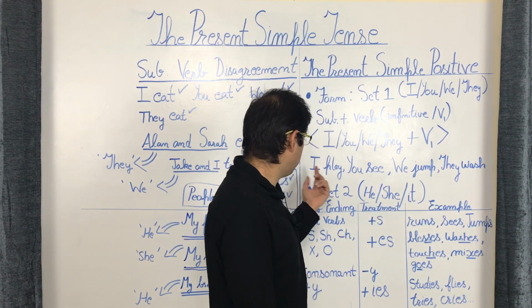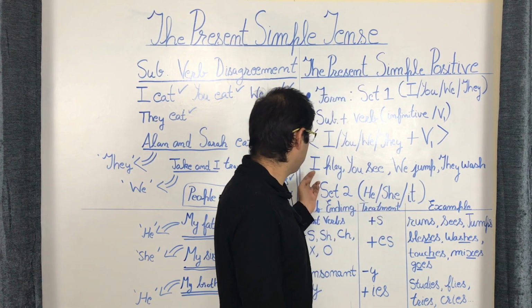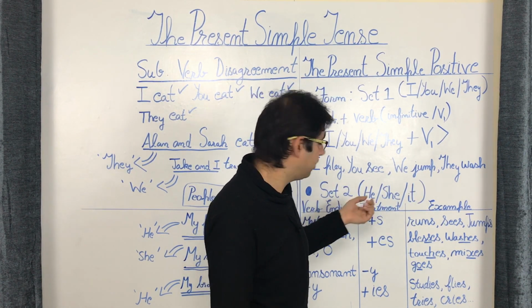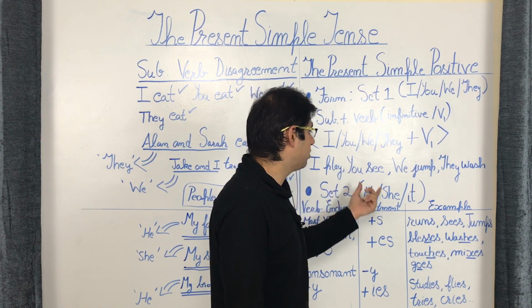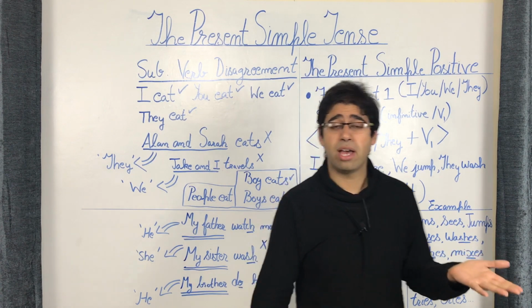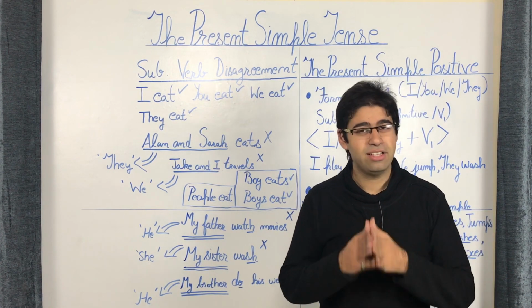So you've got the pronouns serving as the subjects over here. You've got I, you, we, they as the subjects, followed by the verbs in the infinitive such as play, see, jump, and wash. And that's that. So with that, you have the structure of the positive sentences in the simple present.